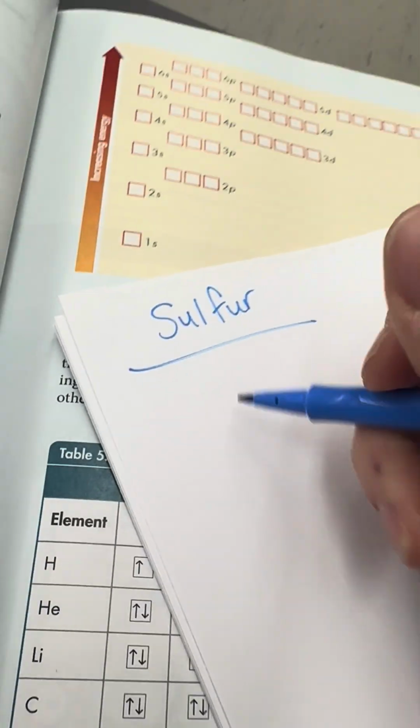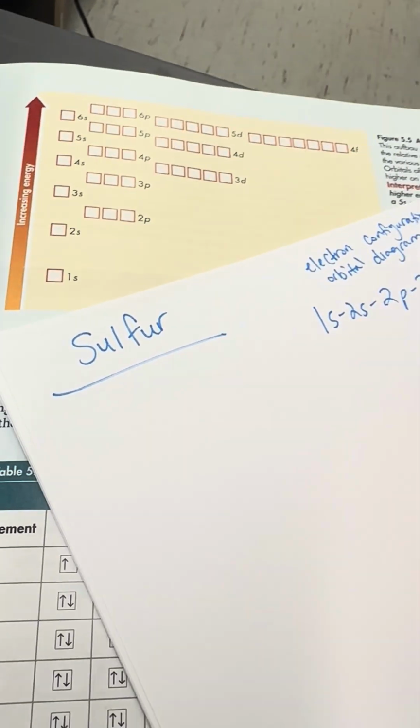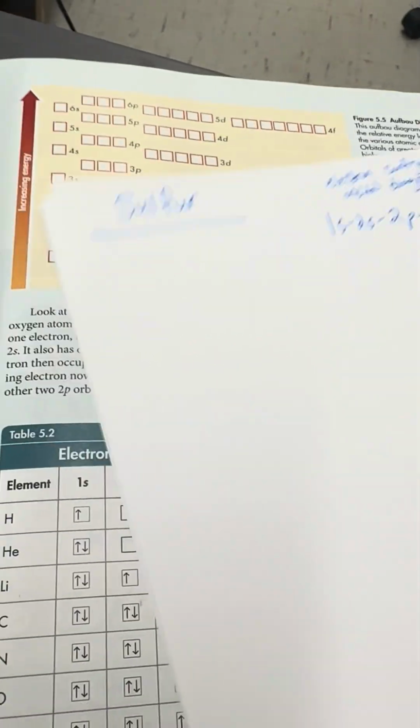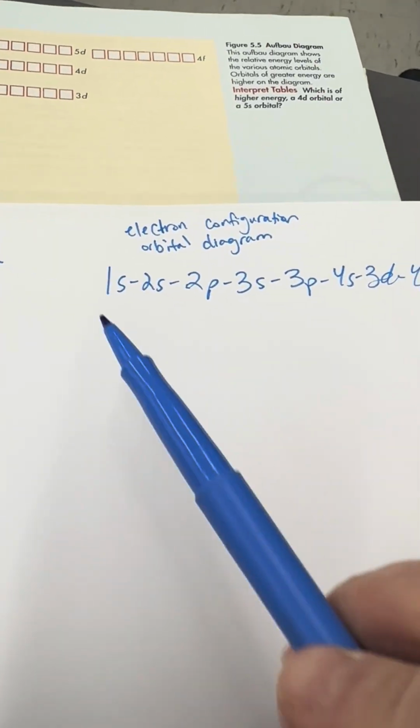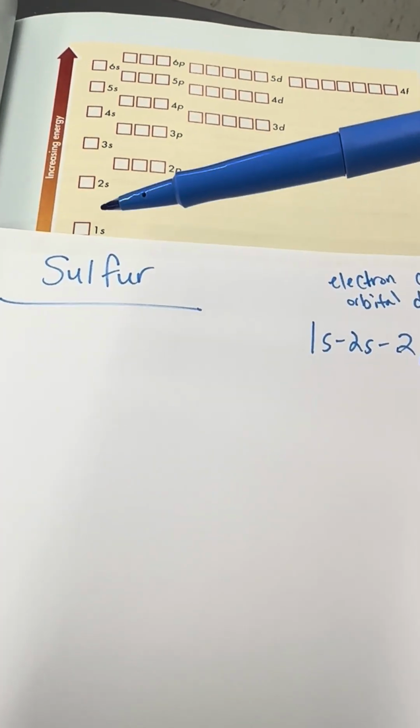So we've got the chart up here at the top. I will give that to you along with this little order right here of what order you go in up the chart. So 1s, 2s, 2p, kind of follow this, okay?